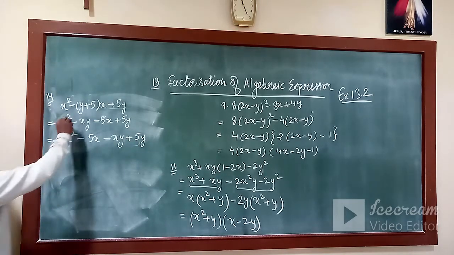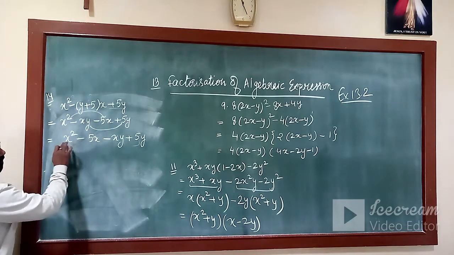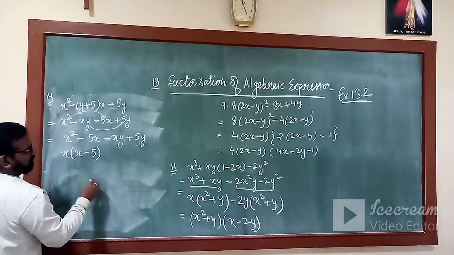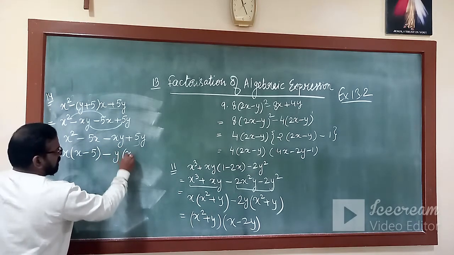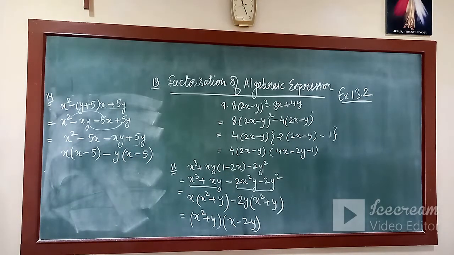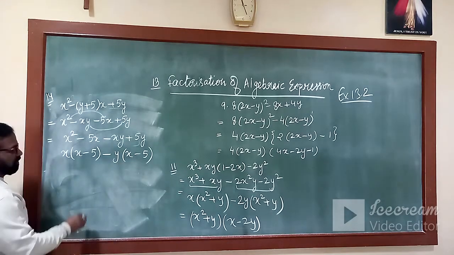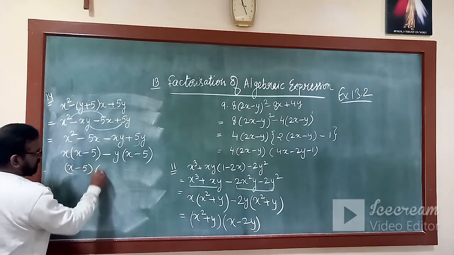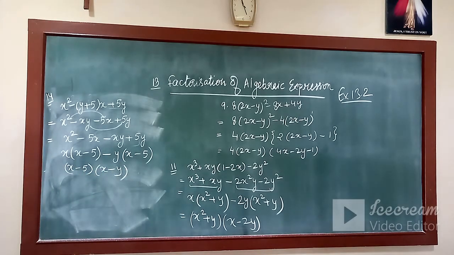Okay, this time I have shuffled the terms. I have made these two as groups. So from here you can take x as common. It becomes x minus 5. And from here I can take minus 5. See, again I am able to bring the common terms in both the individual terms. So now again x minus 5 is common, so I am left with x minus 5 into x minus y.